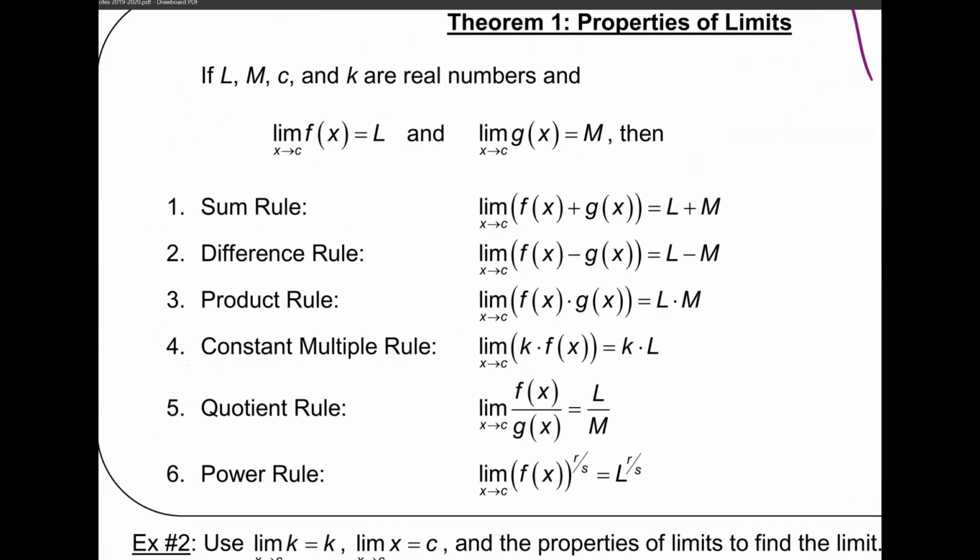If you have two different limits approaching the same x value, you can add the limits together, subtract them, multiply them, and if you're taking the limit of a constant times a function, it's literally just going to be the limit of the function times the constant.